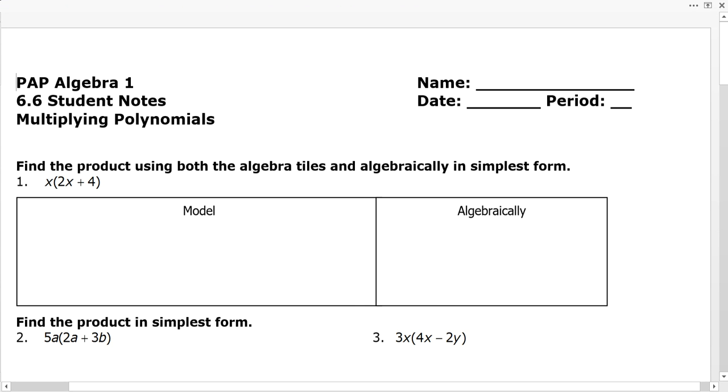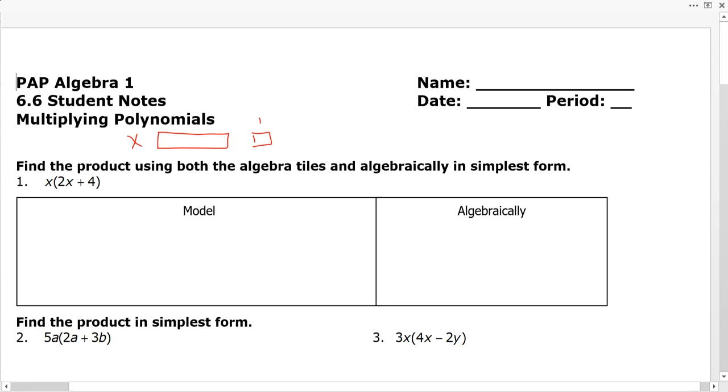Okay, multiplying polynomials. This is what we were just doing with monomials, and now we're multiplying polynomials. I'm going to show you 3 different ways to do this, and you pick which way is easiest. The first way would be to use algebra tiles, which you probably haven't used very much. If you remember algebra tiles, x looks like that, and 1 looks like that.